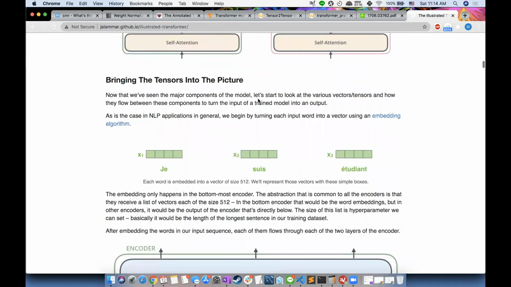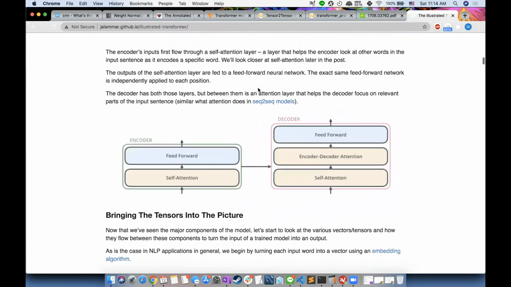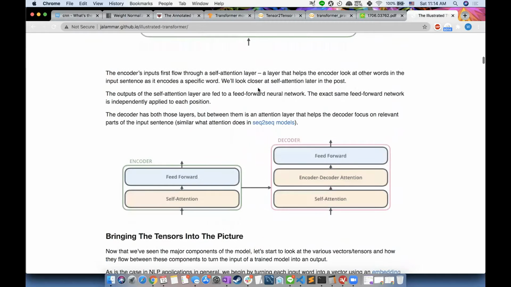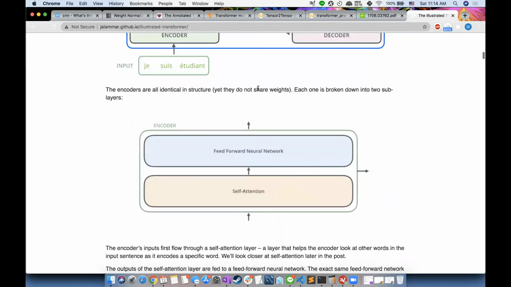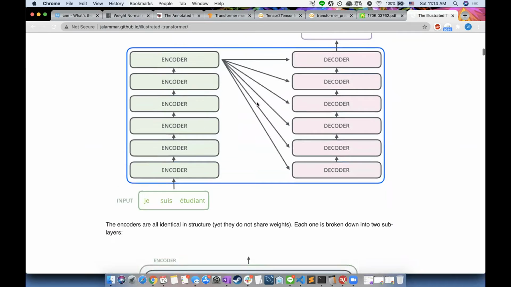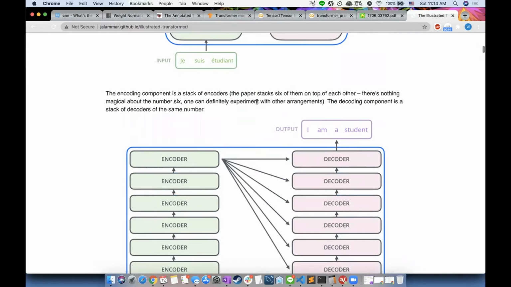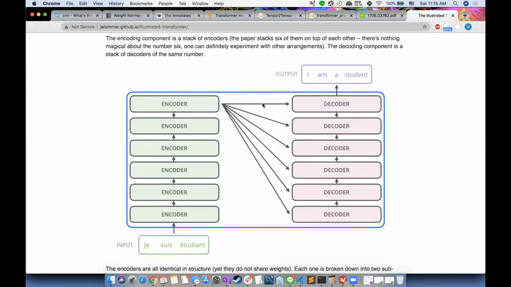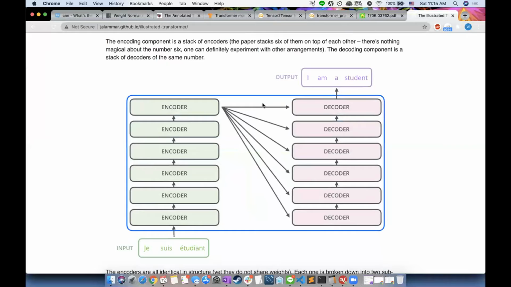Yeah, do we need the same number of decoders as you have encoders? That's a good question. I don't believe so. I think it says there's nothing magical about that. But I guess, I don't think so. But does anyone else have a different opinion?